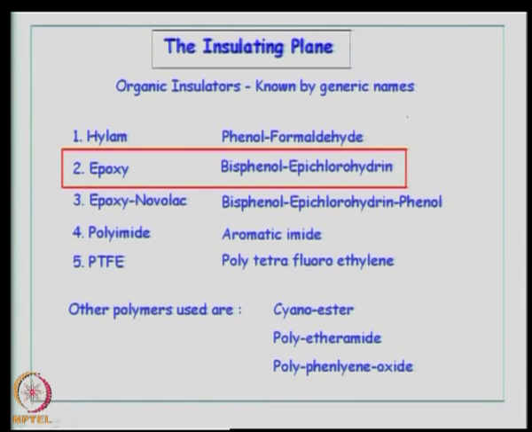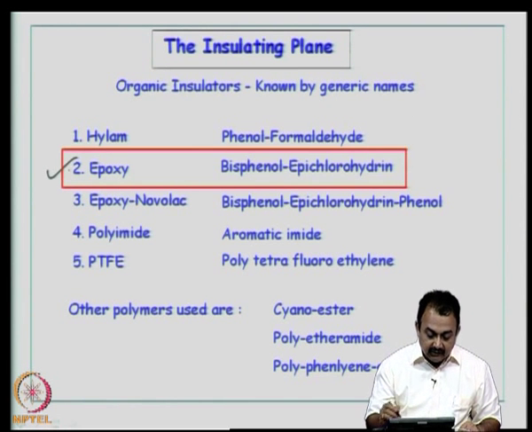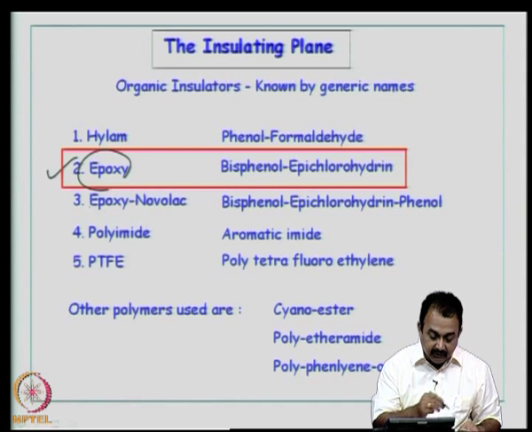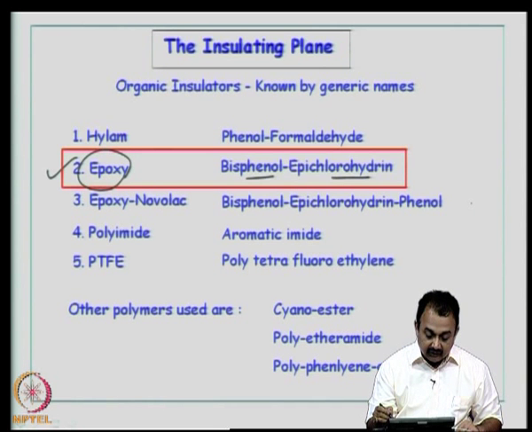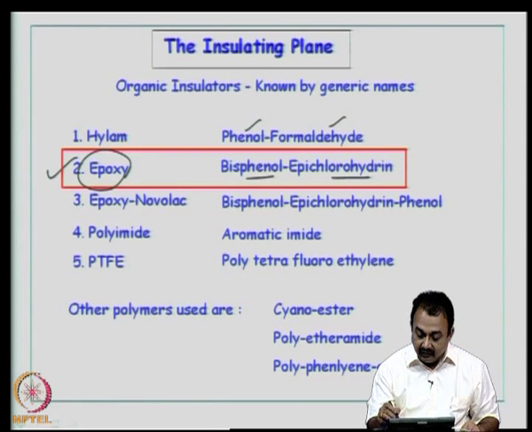Now, we talk briefly about the insulating plane or the insulators. We talked about epoxy. What is epoxy? We use this very simple term epoxy, but epoxy basically is a combination of bisphenol A plus epichlorohydrin. These are two organic chemicals that are used. Hylam, for example, is a combination of phenol plus formaldehyde. Epoxy Novolac is a combination of bisphenol, epichlorohydrin plus phenol.